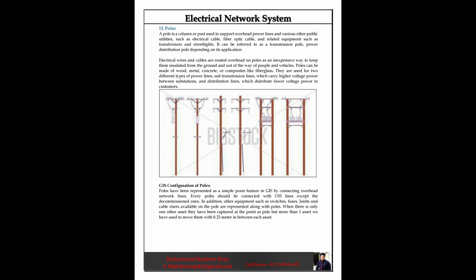In addition, other equipment such as switches, fuses, joints and cable risers available on the pole are represented along with poles. When there is only one other asset, it has been captured at the point as the pole, but for more than one asset we have moved them 0.25 meter apart from each other.